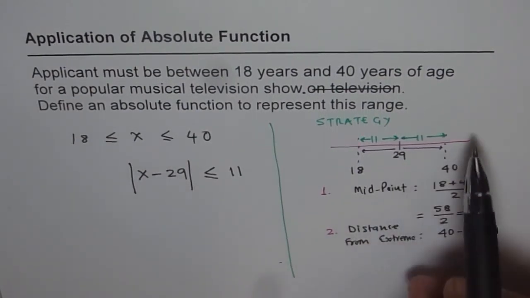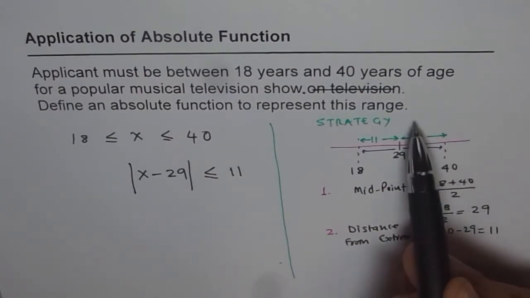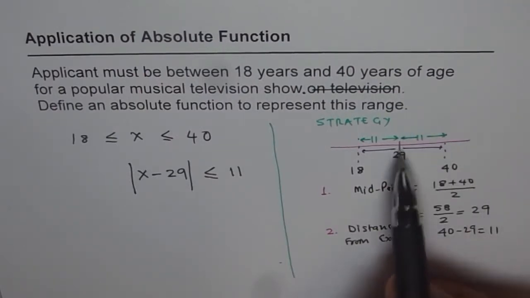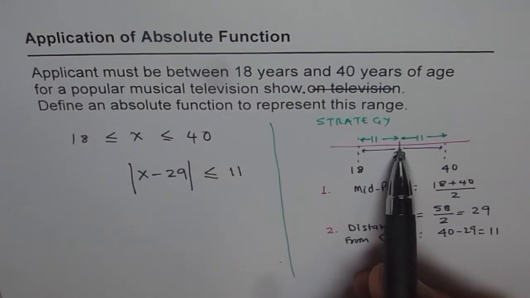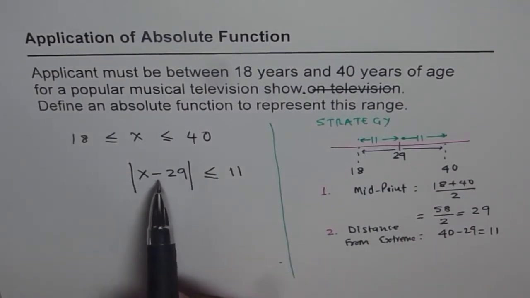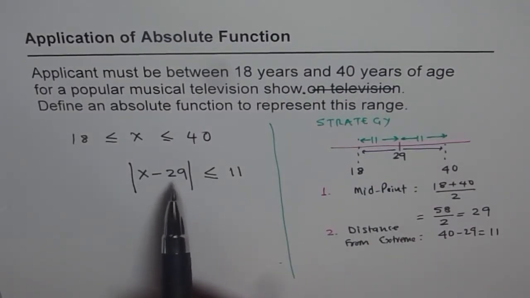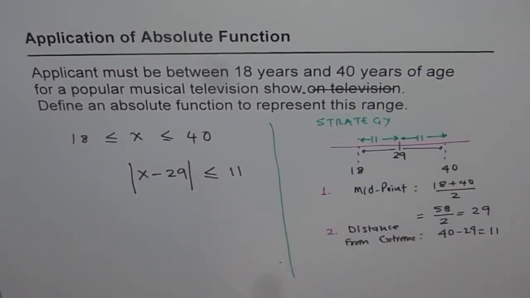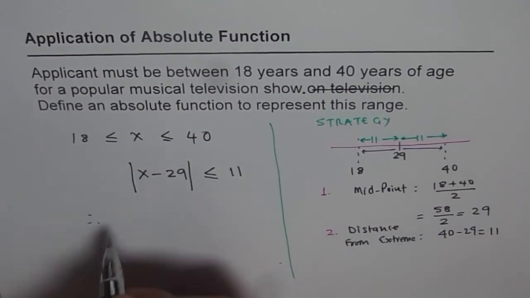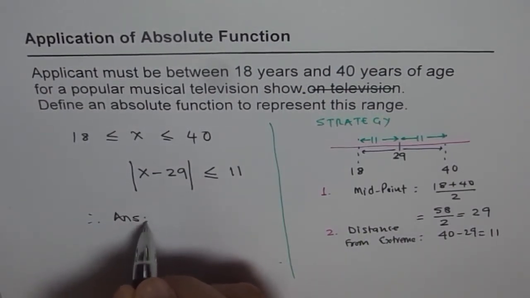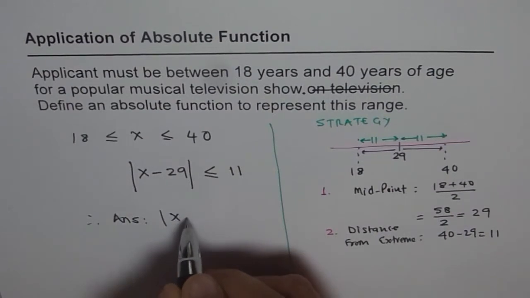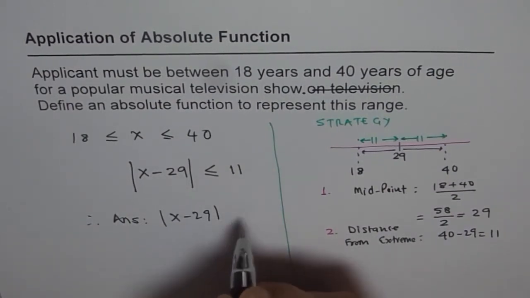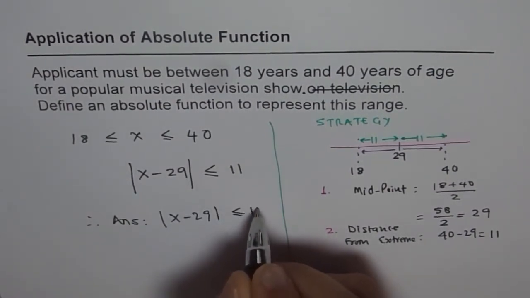So first step is to find the midpoint. That means you have to translate your absolute function to 29. In this case, you move it right to 29. That is how you get x minus 29. And then the value is within 11 units away from 29. So that is how you can write it. Therefore, our answer is the absolute value of x minus 29 is less than or equal to 11.